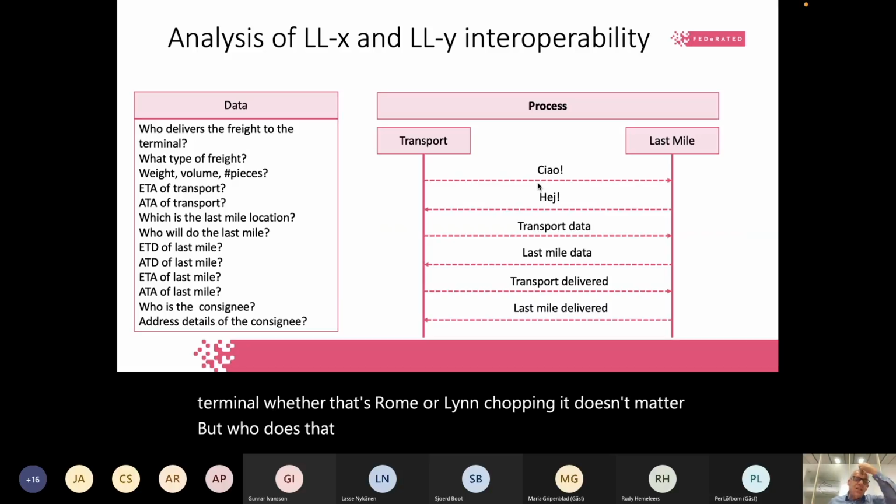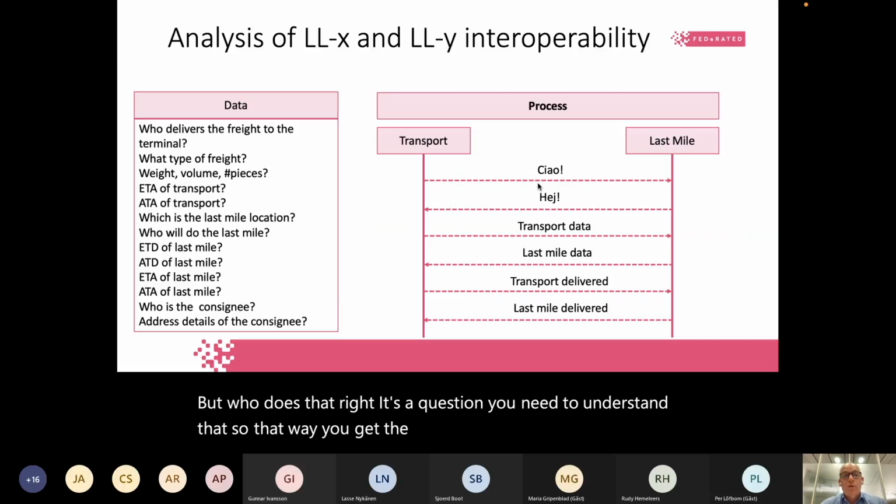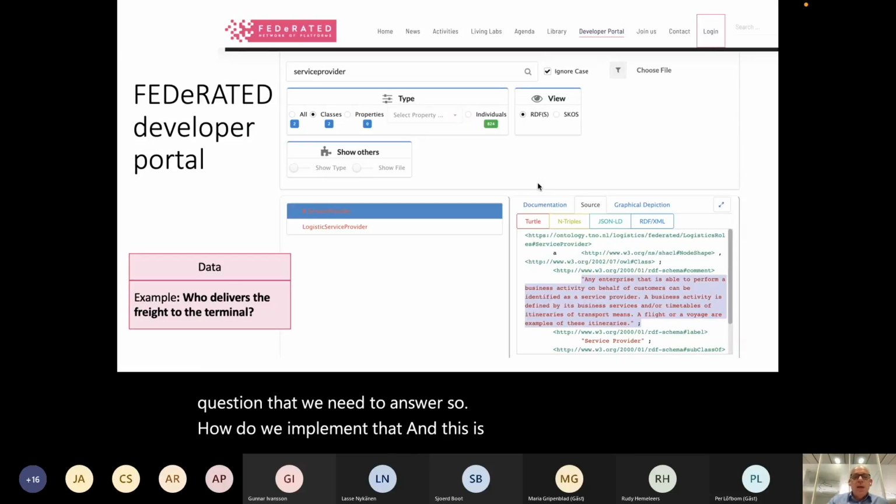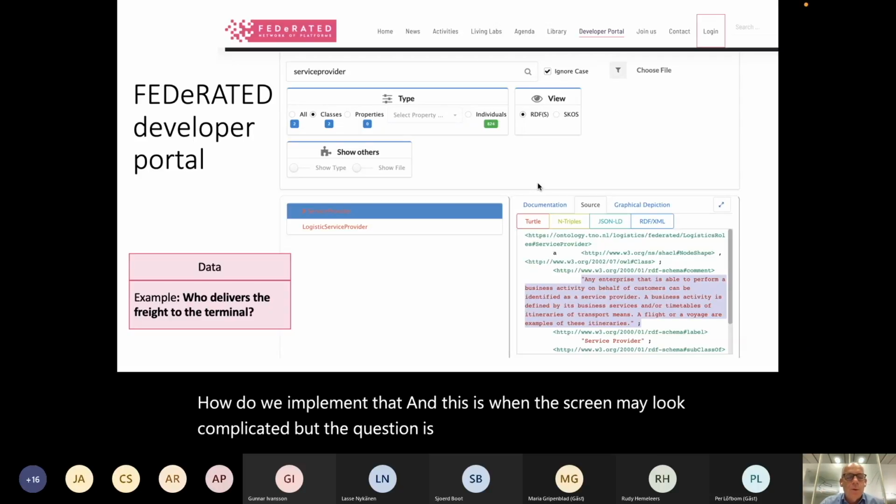It's a question. You need to understand that so that when you get to the terminal, you know which truck to look for, right? This is a very basic question, but it's the sort of question that we need to answer. So how do we implement that? And this is when the screen may look complicated, but the question is the same. So this is just an example. Who delivers the freight to the terminal?